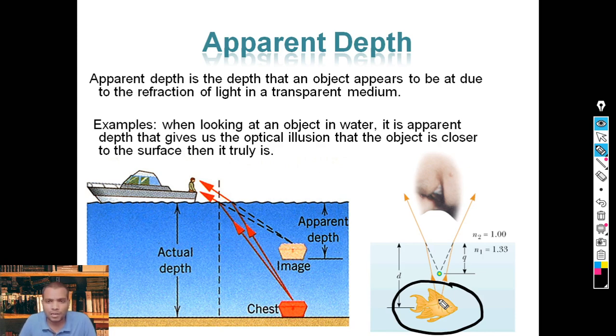So finally, I can conclude here: apparent depth. When looking at an object in water, it is apparent depth that gives the optical illusion. Do you know the meaning of optical illusion? The object appears closer to the surface than it truly is.